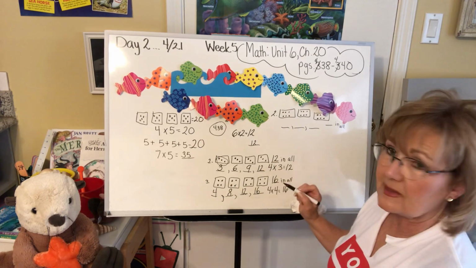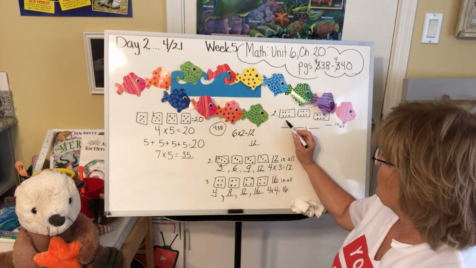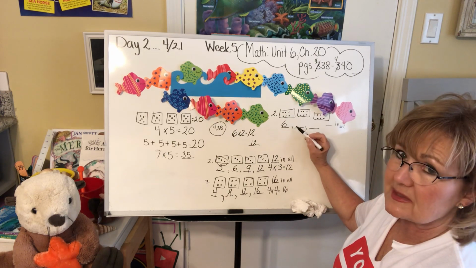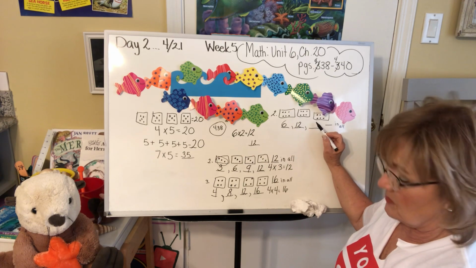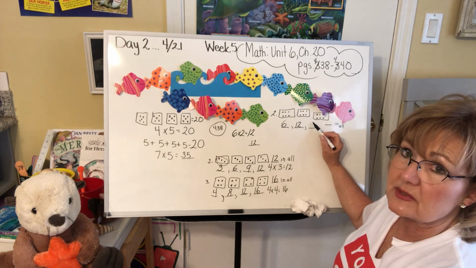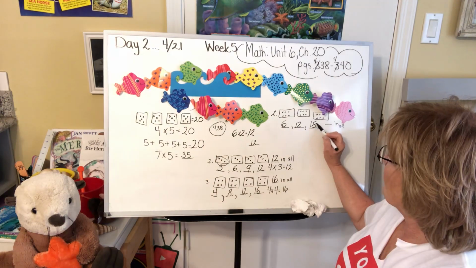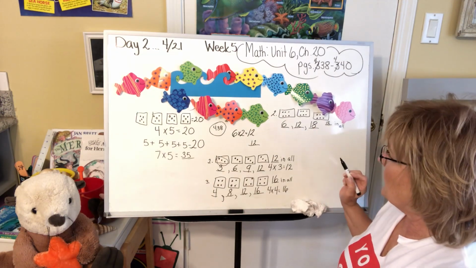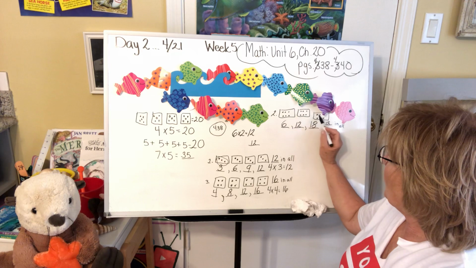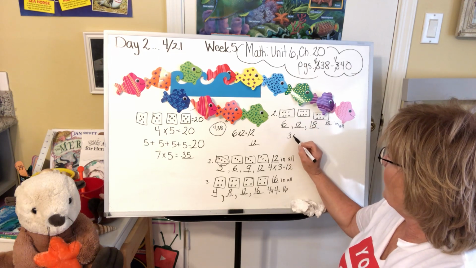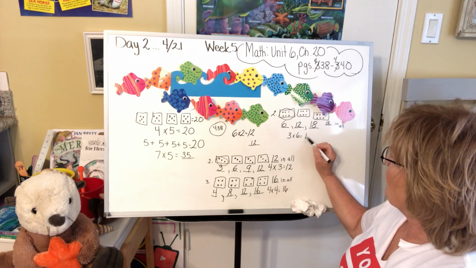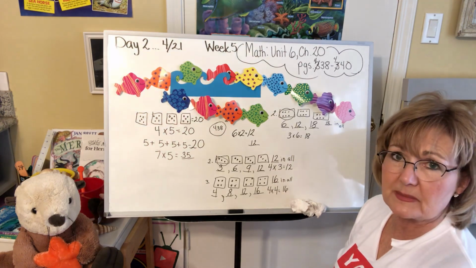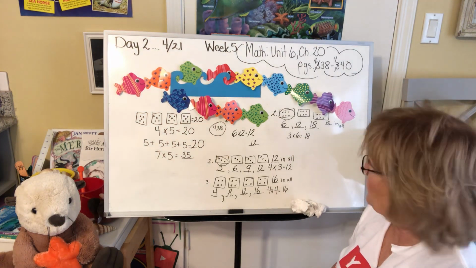All right, you ready? Let's count by 6s. 6. 6 plus 6 is 12. 6. 12 plus 6. What'd you say? 18. So there are 18 in all. Let's write the multiplication sentence, okay? 3 groups of 6 equals 18. 3 times 6 equals 18.